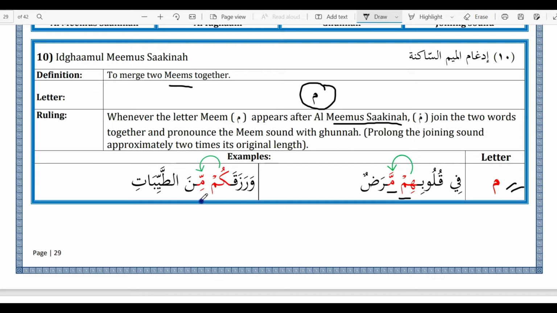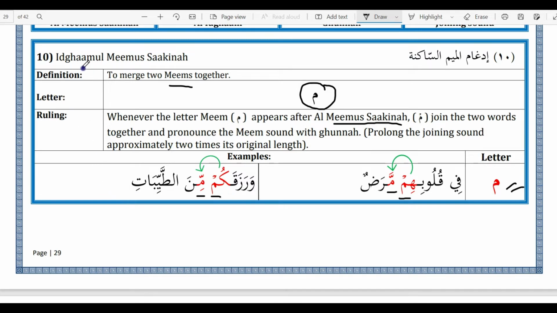On the other side here, another example, we have meme again coming after meme sakina. We join the two words together. We got wa razaqakum minat tayyibat. So it goes wa razaqakum minat tayyibat. So this is the first part of Ahkamul Meemus Sakina.